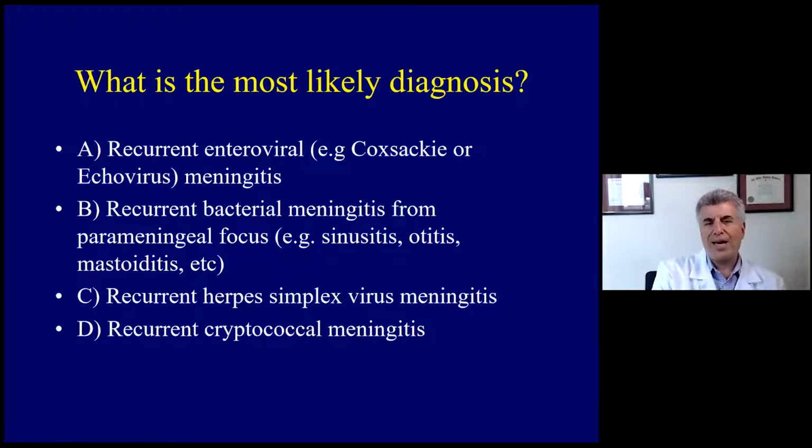What's the most likely diagnosis? A, recurrent enteroviral meningitis, perhaps Coxsackie or echovirus, the most common types of viral meningitis. B, recurrent bacterial meningitis from a parameningeal focus, like sinusitis or otitis or mastoiditis. C, recurrent herpes simplex virus or HSV meningitis, or D, recurrent cryptococcal meningitis.